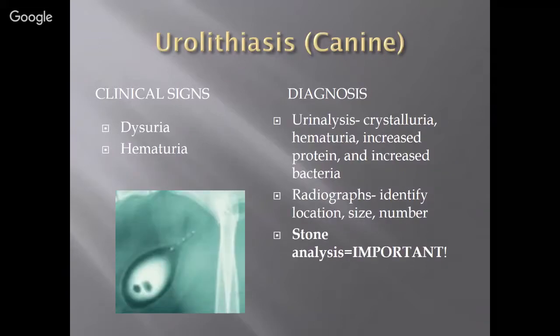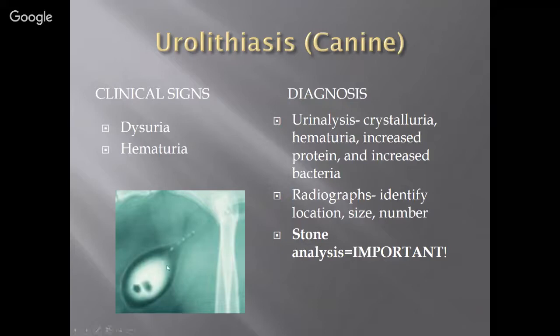Canine, they also get urolithiasis, and in my experience, it's even more frequently than we see in cats. We see dysuria and hematuria. This is a contrast cystogram. Some stones are not able to be picked up on x-ray. Most are, but there are some that don't have enough mineral in them, or don't have a mineral that is dense enough to see it.